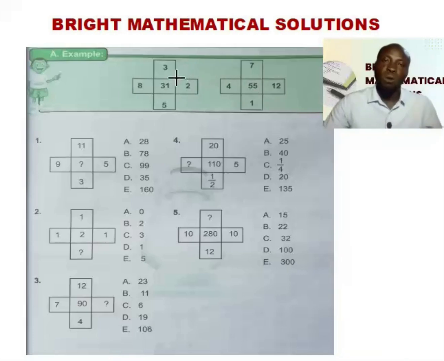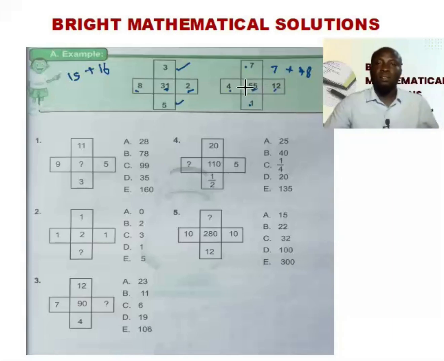Now, the operation that goes on here is 3 multiplied by 5. That gives us 15. 8 multiplied by 2 gives us 16. When you add the 2 together, it gives us 31. Let us see the second one. 7 multiplied by 1 is 7. 4 multiplied by 12 is 48. When you add the 2 together, that gives us 55.